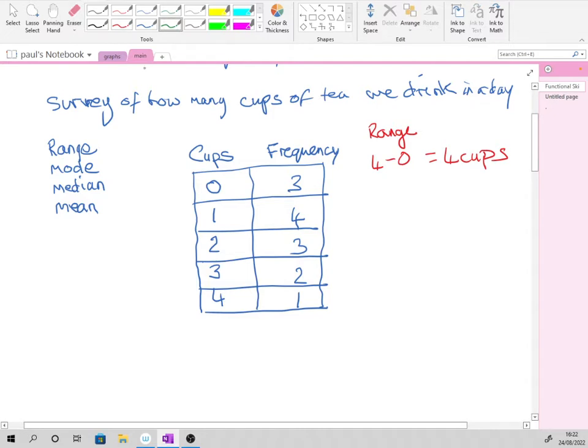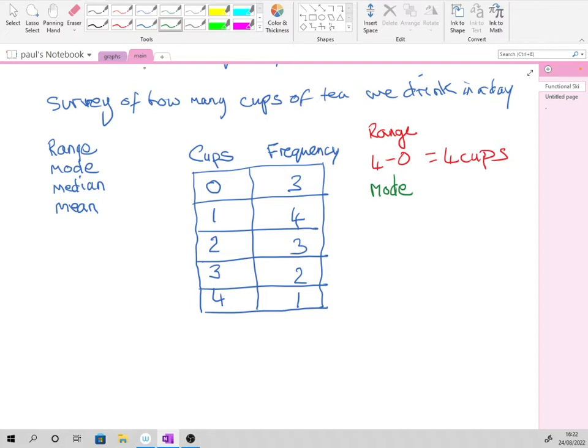Okay, the next one we'll do is the mode. Some of them are easy and some of them are quite rough. Quite a lot to do. The mode. Now the mode is the most common answer, as it were. Now the most common answer is this one, 4. Yeah, because 4 people said 1 cup.